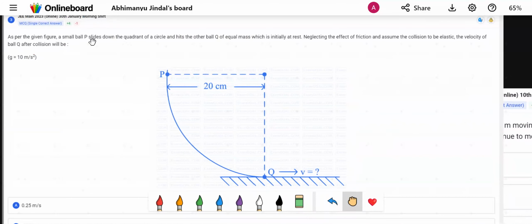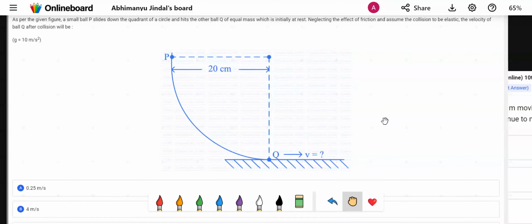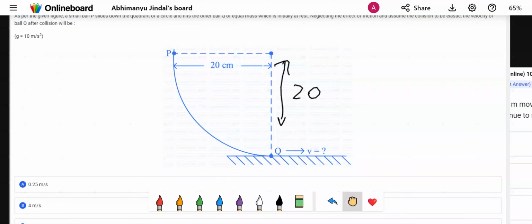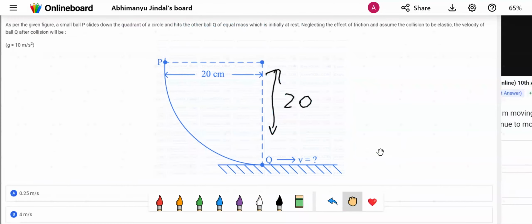As per the given figure, a small ball P slides down the quadrant of a circle, hits the other ball Q of equal mass, which is initially at rest. Neglecting the effect of friction and assuming the collision to be elastic, the velocity of ball Q after collision will be. Okay, quite an easy question. This has got to be 20 as well because it's a quadrant of 20 centimeter radius. Now, the balls are of equal mass. It's released from rest. So as you know, when this falls down, all of the energy gets transferred here.